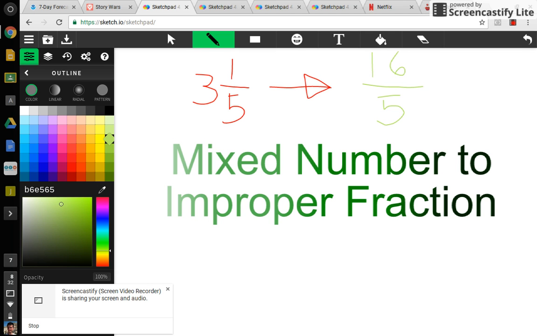Hey guys, this video is going to be all about how you convert mixed numbers to improper fractions. What we'll talk about in this video is basically what this looks like in terms of a model, and then also we'll talk about what this looks like in terms of a strategy you could use. And finally, we'll talk about what this looks like when solving a real problem. All right, so let's jump right in.